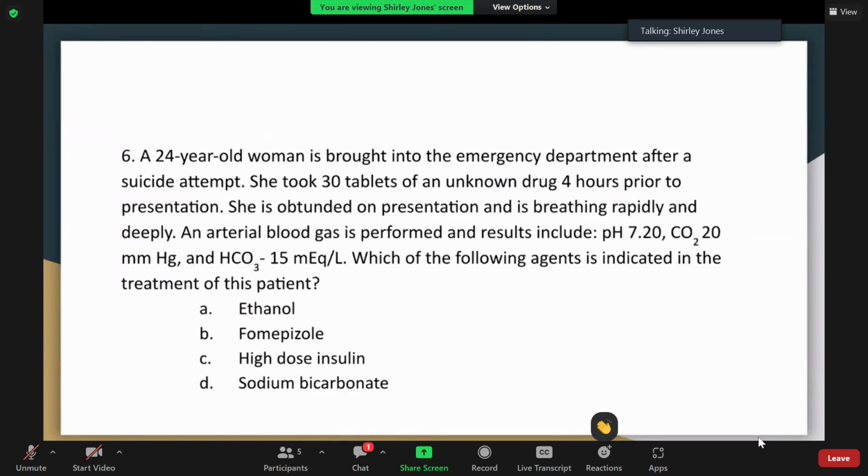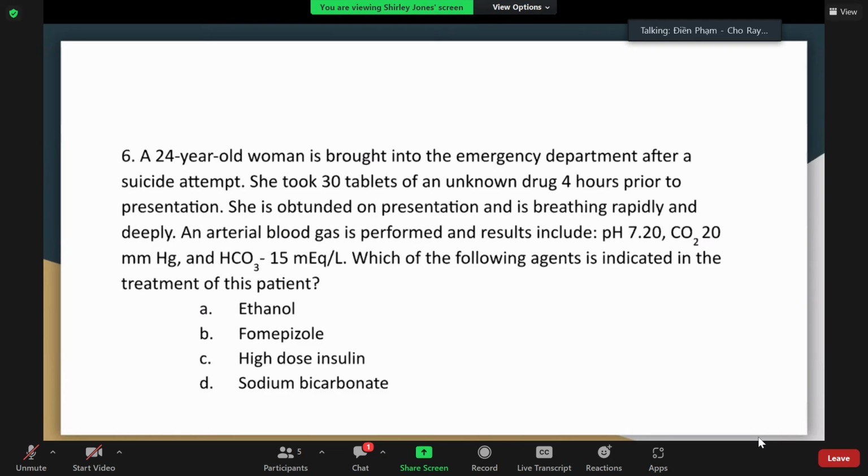All right. And the last question. A 24-year-old woman is brought to the emergency department after a suicide attempt. She took 30 tablets of an unknown drug 4 hours prior to presentation. She is obtunded on presentation and is breathing rapidly and deeply. An arterial blood gas is performed and results include pH 7.2, CO2 20, and bicarb 15. Which of the following agents is indicated in the treatment of this patient?